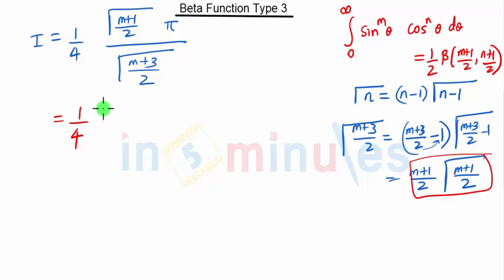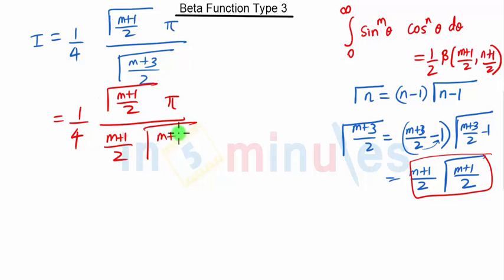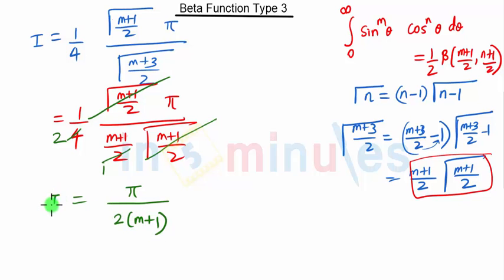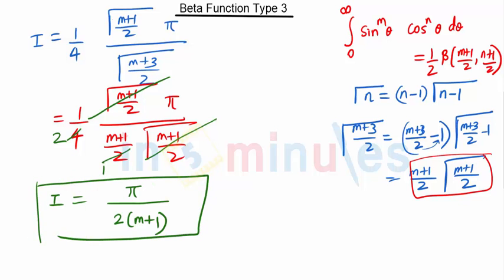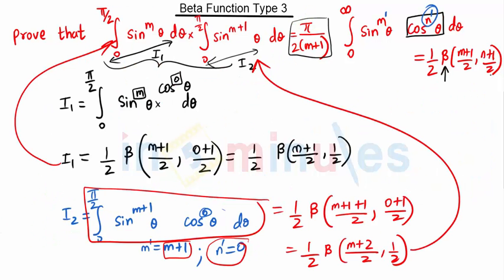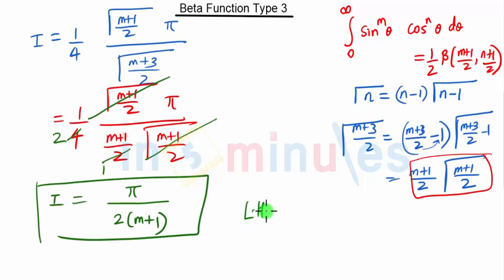So we get 1 upon 4 gamma of m plus 1 upon 2 pi, and gamma of m plus 3 upon 2 is nothing but m plus 1 upon 2 gamma of m plus 1 upon 2. So now this m plus 1 upon 2 will get cancelled, and we get pi upon 2 ones are 2, 2 twos are 4. So in the denominator we have 2 into m plus 1. So now if you compare this term with the given equation, both the terms are equal. So left hand side is equivalent to right hand side, hence proved.